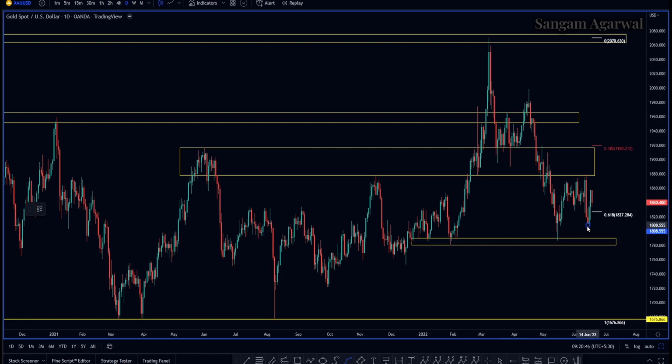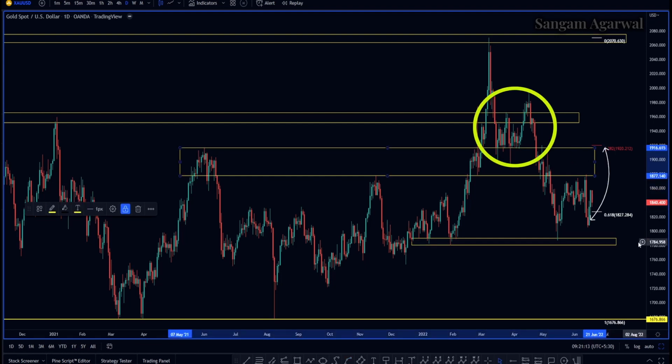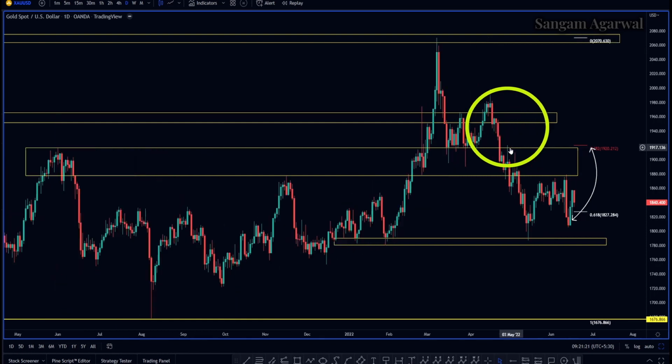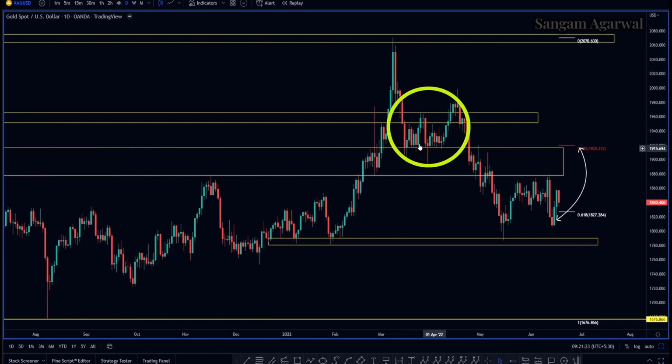So if the lower support breaks, then the next target will be 1676, or if price goes up again, then it can break this resistance 1877, and the next target will be the 1916 horizontal level, and this is also a strong resistance on the daily time frame. And you can see how many times this level was tested.